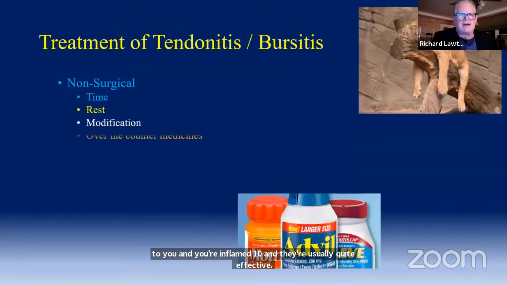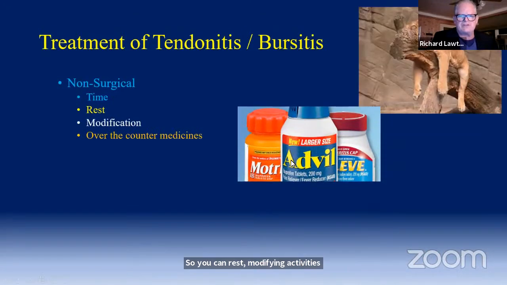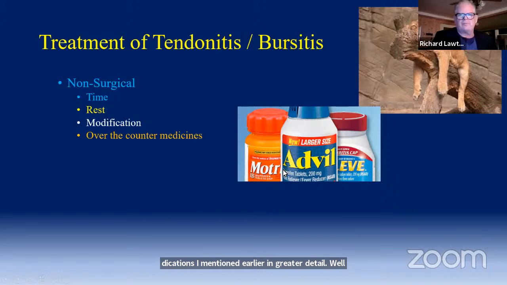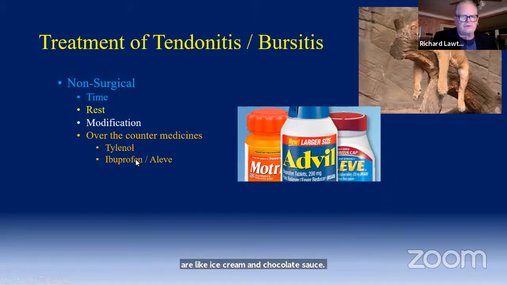So you can rest. Modifying activities, the medications I mentioned earlier in greater detail will include over-the-counter anti-inflammatories. These are the ibuprofen formulations, and then Aleve is a cousin of ibuprofen. So these provide the bulwark of pain relief in patients who have tendonitis. You can add to that Tylenol. They're safe to take together, Tylenol and the anti-inflammatories. They're like ice cream and chocolate sauce. They're both good. They're even better when they're together when treating tendonitis or bursitis.